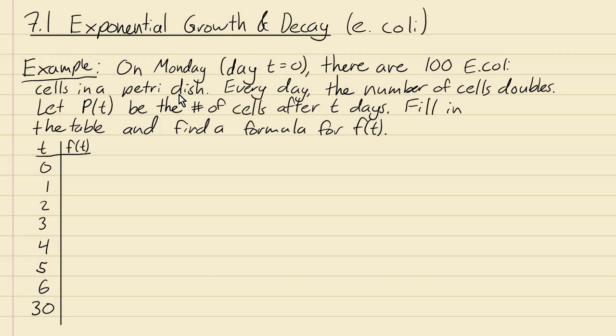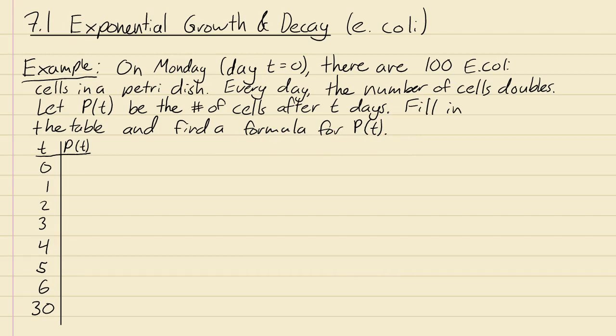And we're going to use P of t, which I accidentally called f of t here, whoops. P of t is going to be the number of cells after t days. So you input the number of days after Monday, and the result here will tell you the population of the cells, the number of bacteria that there are in this petri dish. So we're going to start by filling in the table, and then once we see what we are doing with these t values to get the corresponding outputs, that will tell us how to find a formula for it.